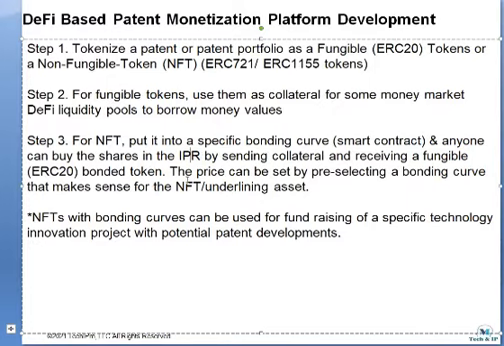So what this means is that the one NFT can generate ownership IPR, and then by sending collateral and receiving a fungible token, you can utilize this fungible token like this one or whatever. So the beauty of this is that the most difficult part of patent monetization is valuation.